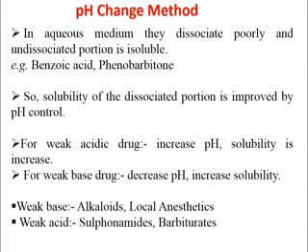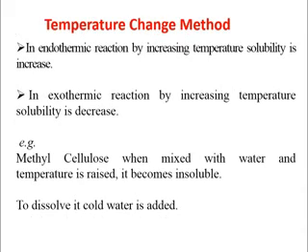For weak acidic drugs we can increase the pH, and by this way we can increase the solubility. For weak basic drugs we can decrease the pH and we can increase the solubility. So by this way we can alter the pH and obtain the required solubility of your drug. Another method is the temperature change method.